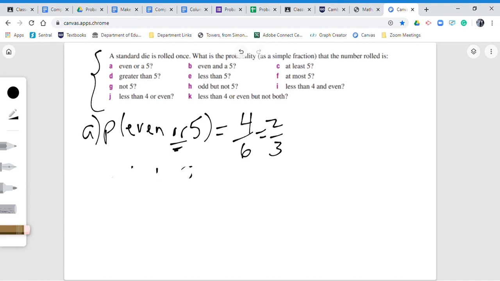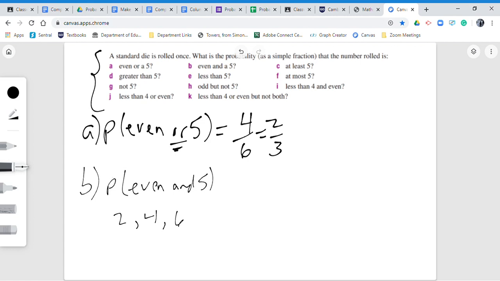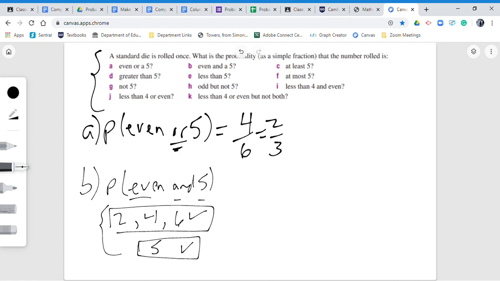B generated a lot of discussion. I think it's a good thing to be able to have conversations like that. So we have the probability of something that's even and a 5. This means the number must be even. It could be a 2, a 4, or a 6, and it must also be a 5. What are the chances of something being an even number and being a 5 at the same time? It's saying it must be both even and a 5. So what's the chances of something being both even and a 5?